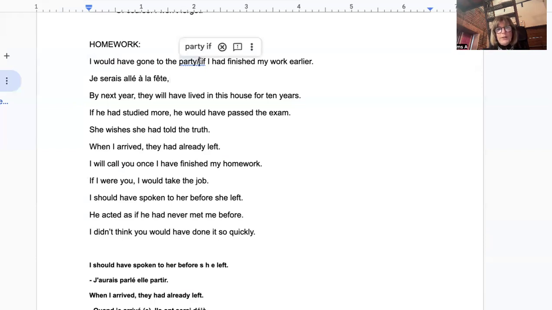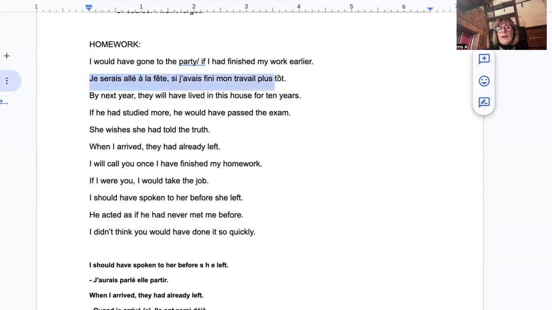And now we have the second part. If I had finished my work earlier. So if, si, and then we have I had, which is the imparfait. It's the simple past of the verb to have. So si j'avais, that's I had. Finished, again past participle, fini. My work, mon travail. Earlier, plus tôt. So, je serais allé à la fête si j'avais fini mon travail plus tôt.